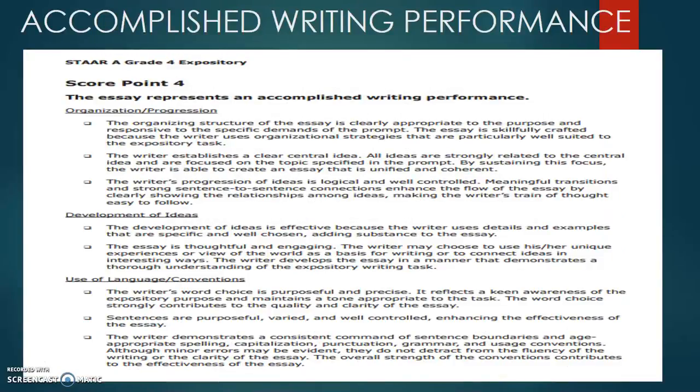All right, let's look at a 4. A 4 represents an accomplished writing piece. That means that it's appropriately organized. Developments of ideas are there. There's a topic sentence, and there's a central idea, and those ideas are appropriately supported with details, examples, explanations, and the writer's word choice is purposeful and precise, and they have strong command over grammar and conventions. They use different sentence structures. It's just well controlled, just a really effective essay.